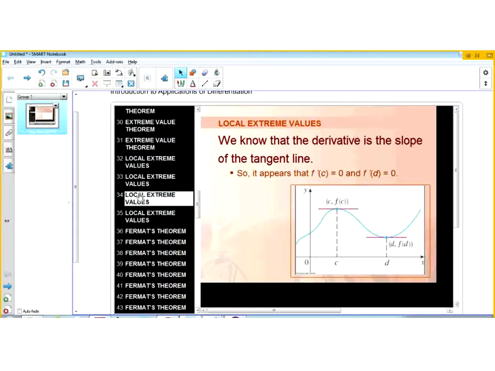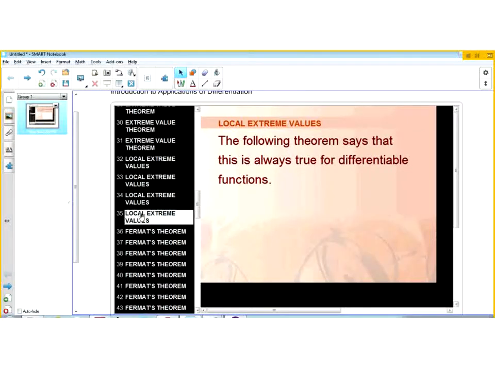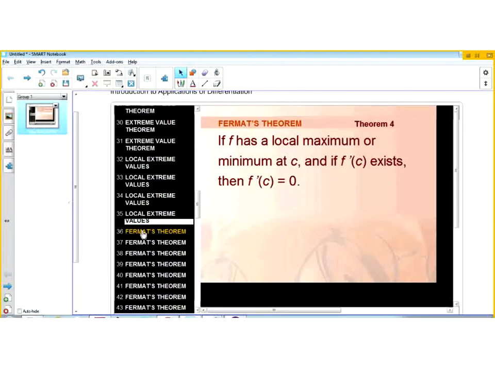Okay, so we know that the derivative is the slope of the tangent line. So f prime of c is equal to 0, f prime of d is equal to 0. All right, and then for differentiable functions, we have what's called Fermat's theorem. If a function f has a local maximum or a local minimum at x equals c, and if the derivative at c exists, then the derivative at that point x equals c is equal to 0.